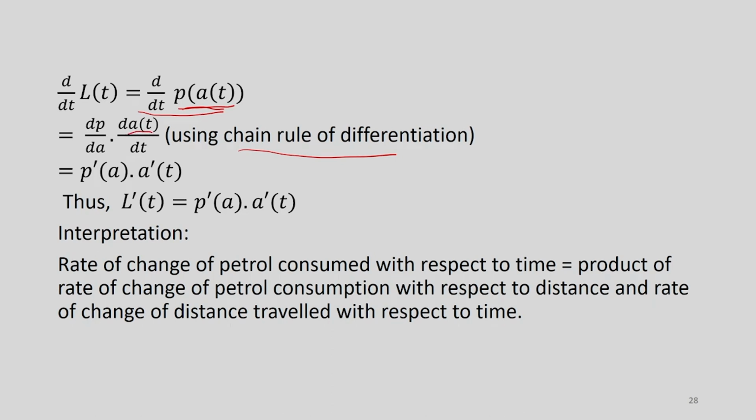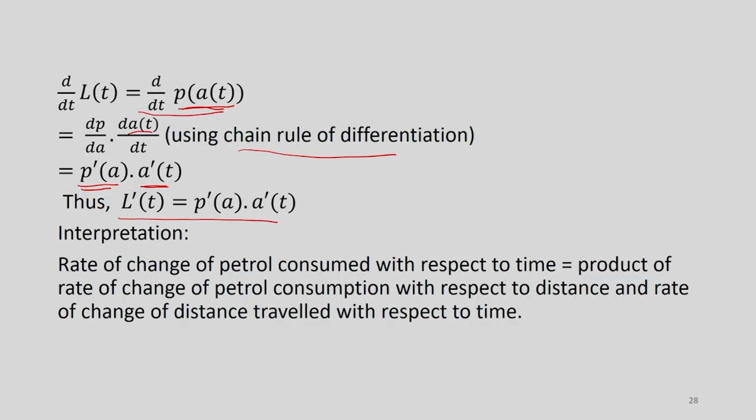Now, I also know P is a function of A, so this becomes P prime A, and the second term is nothing but A prime t. So, in short, L prime t is equal to P prime A multiplied by A prime t. So, this is what we are getting.